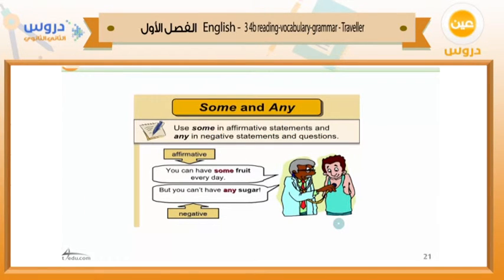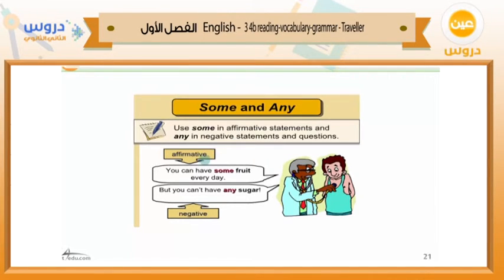Now let's talk about some and any. We use some in affirmative statements and also in questions, and we use any in negative statements and questions. For example, we use some in affirmative, positive sentences, like, I have some books. When we say something in negative, I don't have any books. Or in questions, do you have any books?